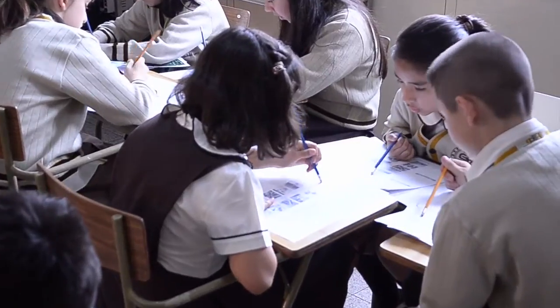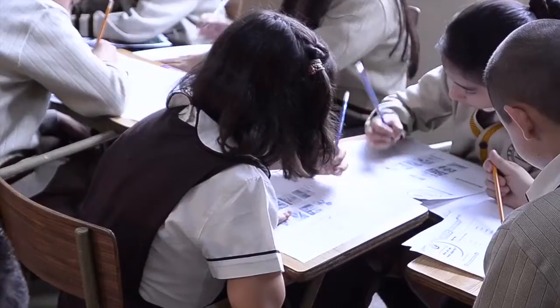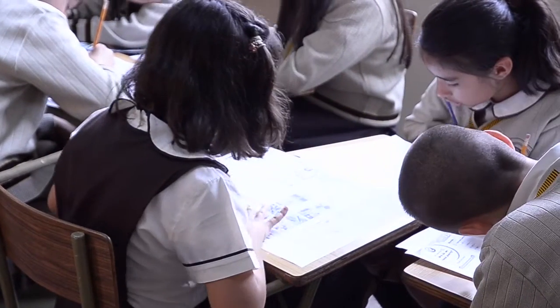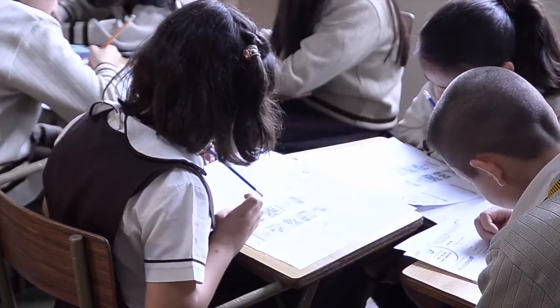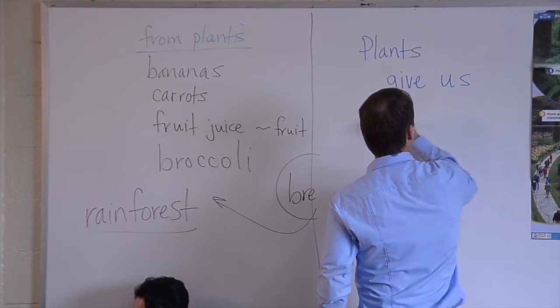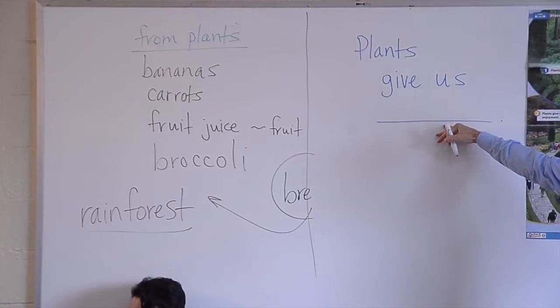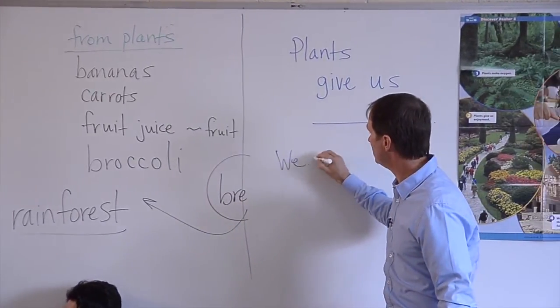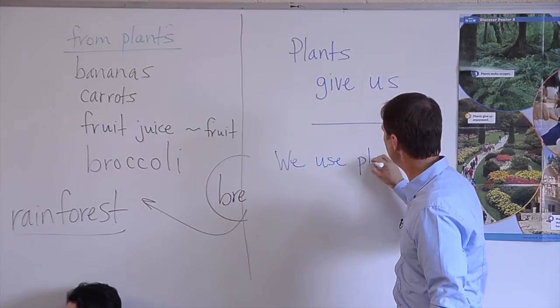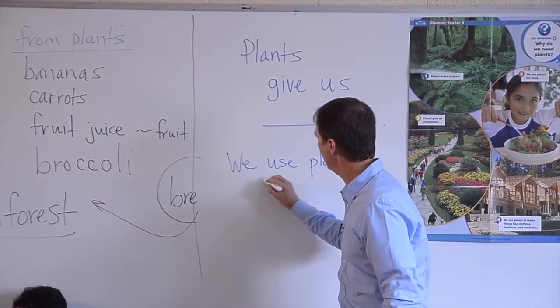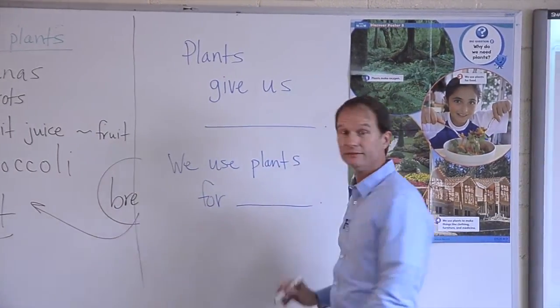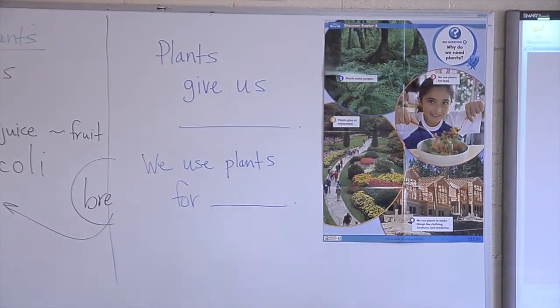You can write just words, but if you want to write sentences, you can use this sentence: plants give us something, or we use plants for. There's another thing you can write, okay?